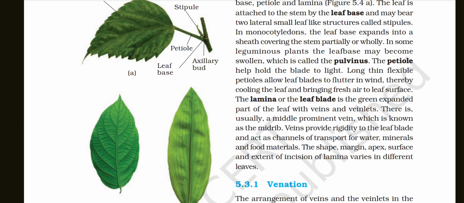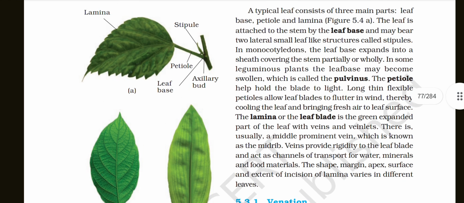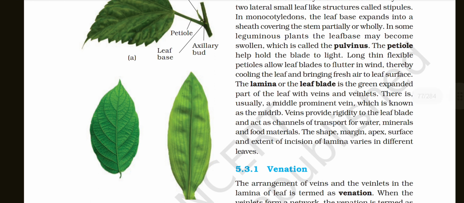The petiole helps hold the blade to light. Long, thin, flexible petioles allow the leaf blade to flutter in the wind, thereby cooling the leaf and bringing fresh air to the leaf surface.